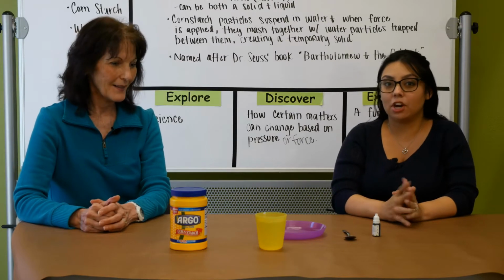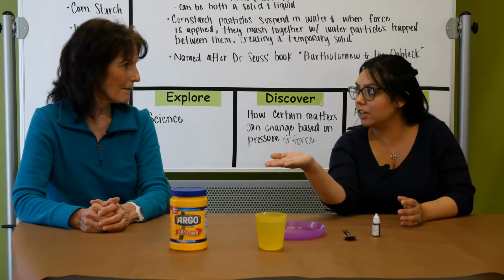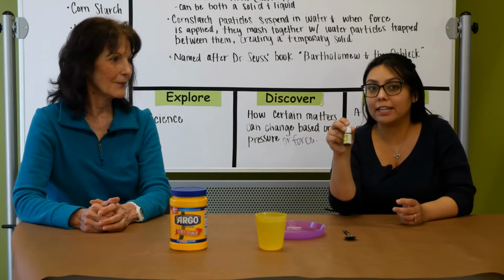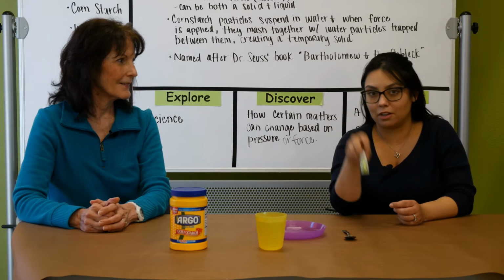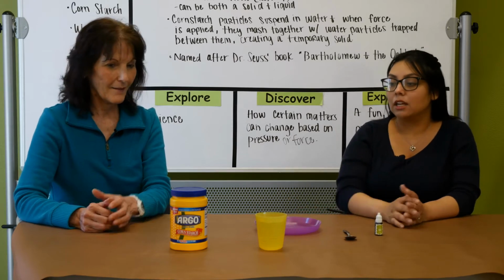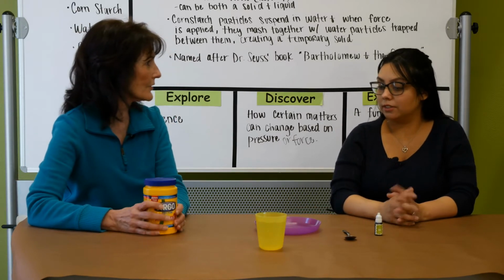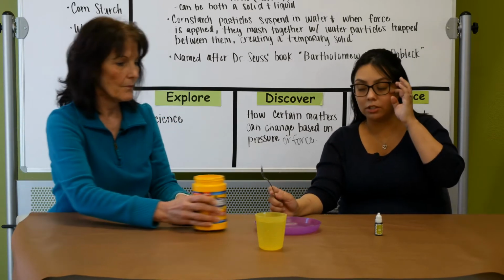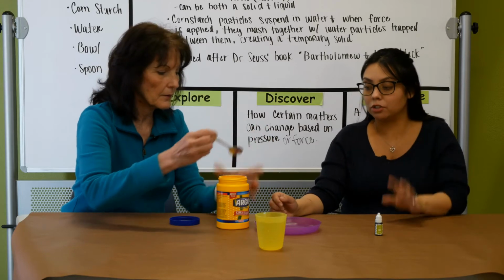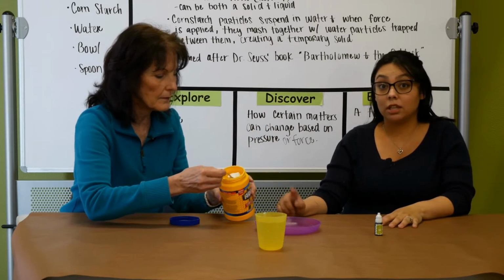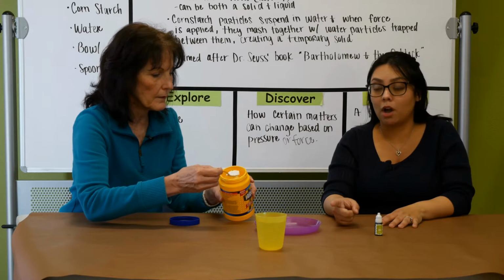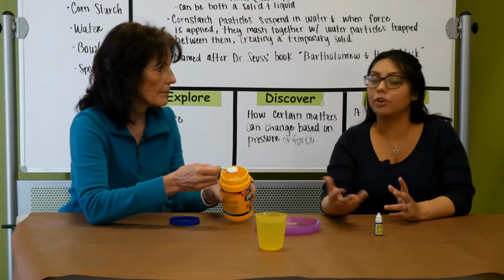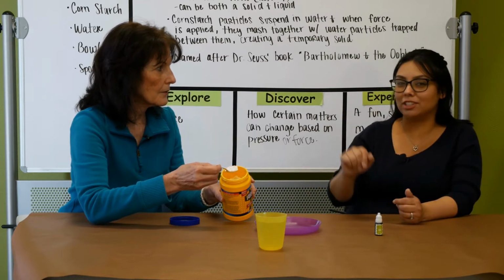To get started with our Oobleck, we have our cornstarch, our water, and we're also going to do some food coloring. We're choosing green to make it look more like the Oobleck from the Dr. Seuss book. So what do we need first? We're going to scoop out some cornstarch. Like I said, it's a 1-to-2 ratio, so you're going to want to do double the cornstarch that you would water. We're just going to eyeball it, but if you want to measure it, you can do 1 cup of water and 2 cups of cornstarch.